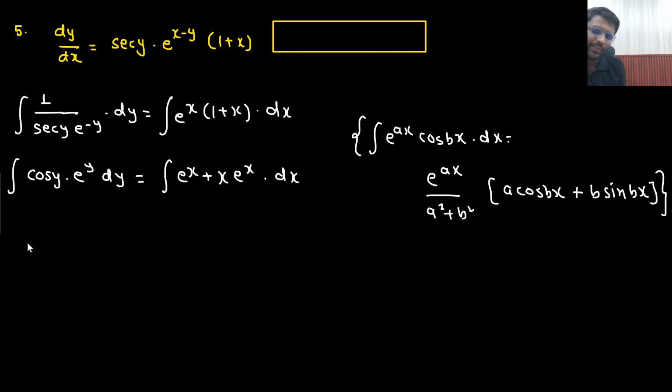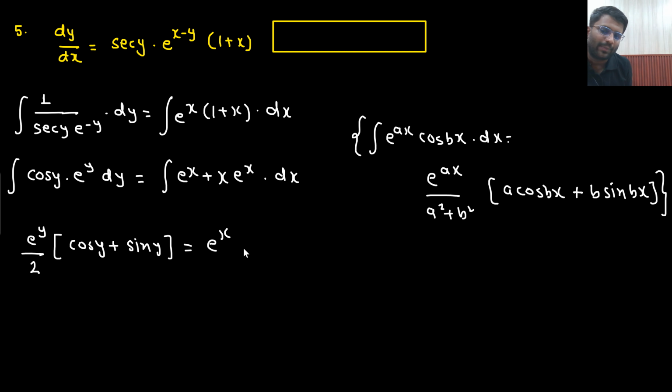So what will be the answer here? e to the power y divided by 1 square plus 1 square, which is 2, times 1 cos y plus 1 sin y. Can you do the integration of e to the power x? That would be e to the power x only. Can you do the integration of x e to the power x? First one as it is, integration of second minus differentiation of first, then integration of second, and then full integration. This is the answer you will be getting.